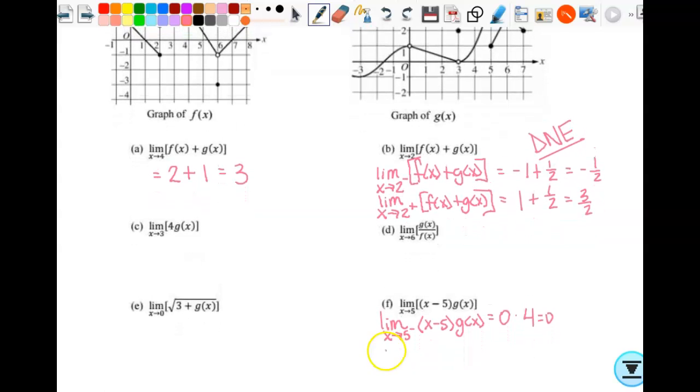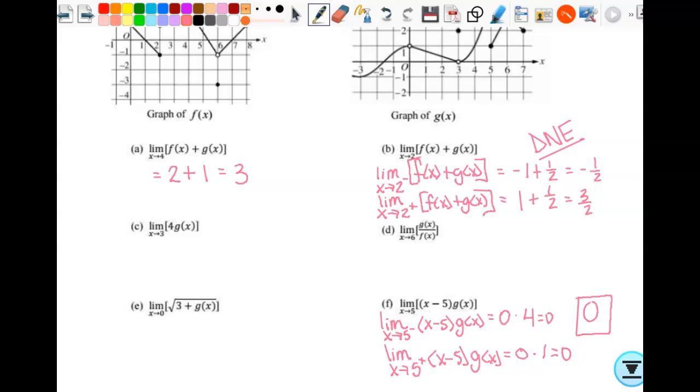And then I have to do the limit as x approaches 5 from the right of x minus 5 times g of x. So that's going to be 0 again times, as we approach 5 from the right, what's my limit for g of x? 1. Are these two limits the same? Yes, they are. So your answer here is 0. So just because one piece does not exist doesn't mean that the whole thing does not. Okay, does that make sense? Then you have to check it from the left and the right.